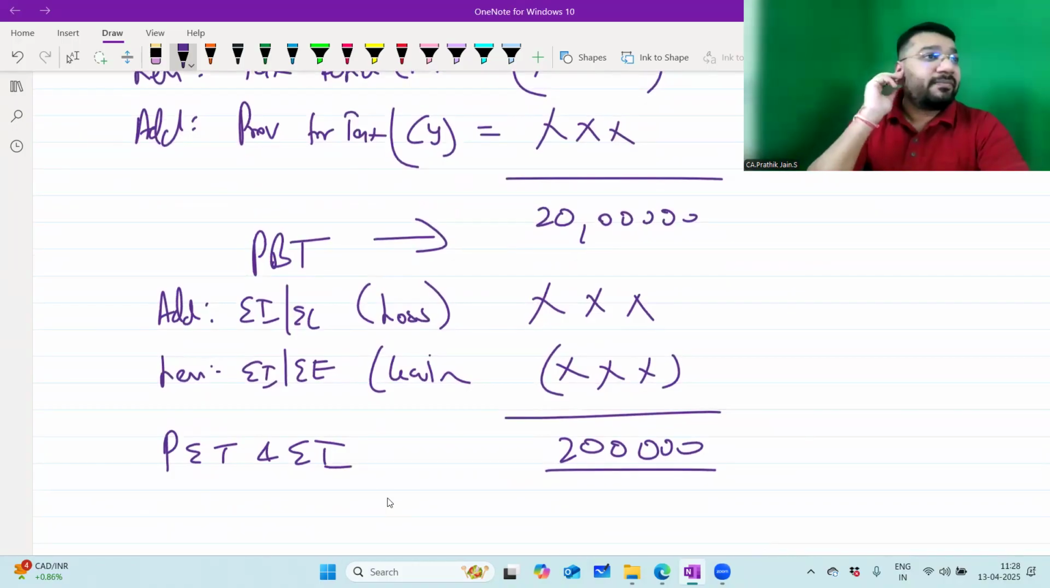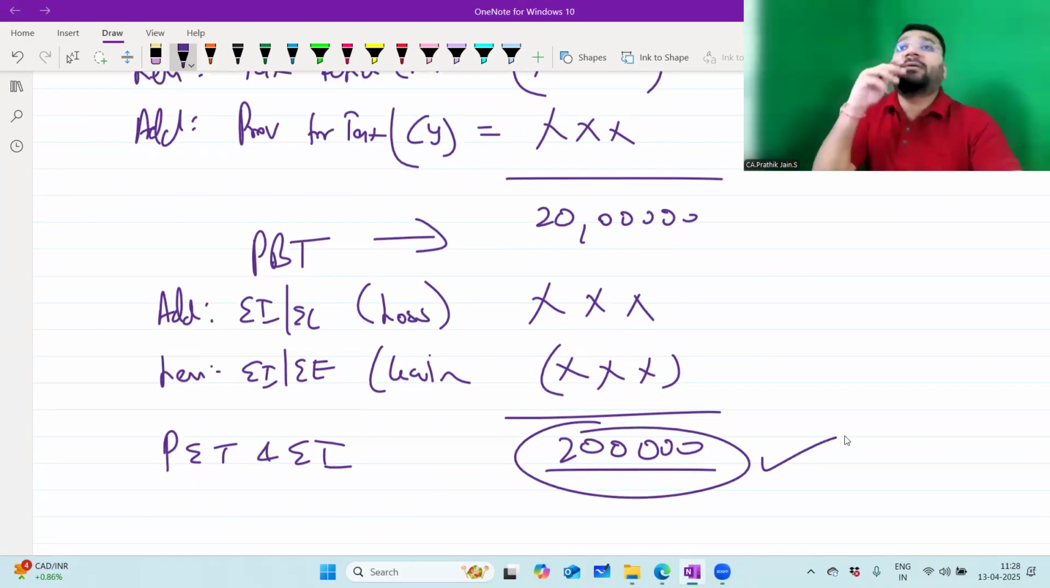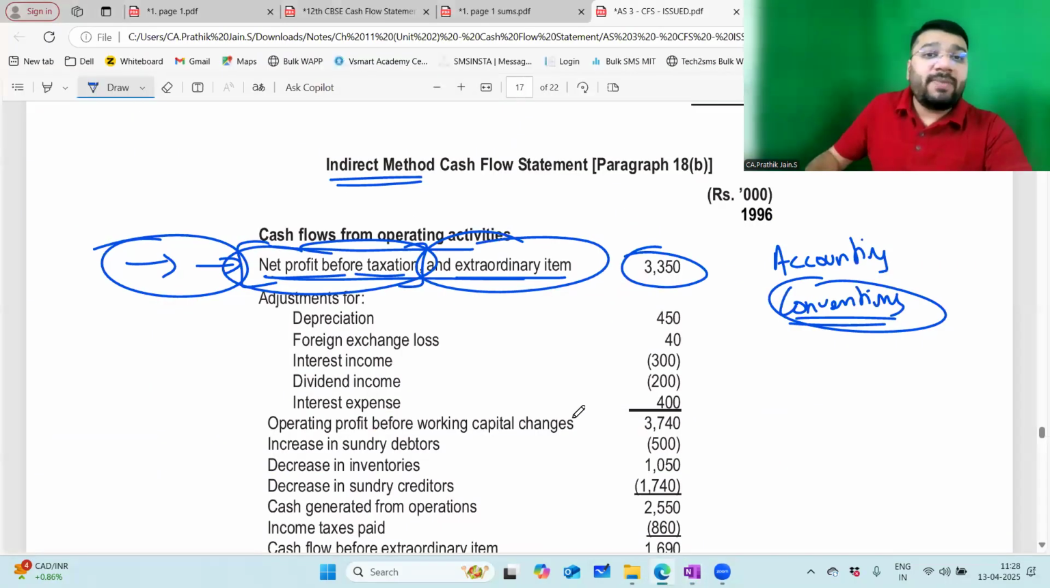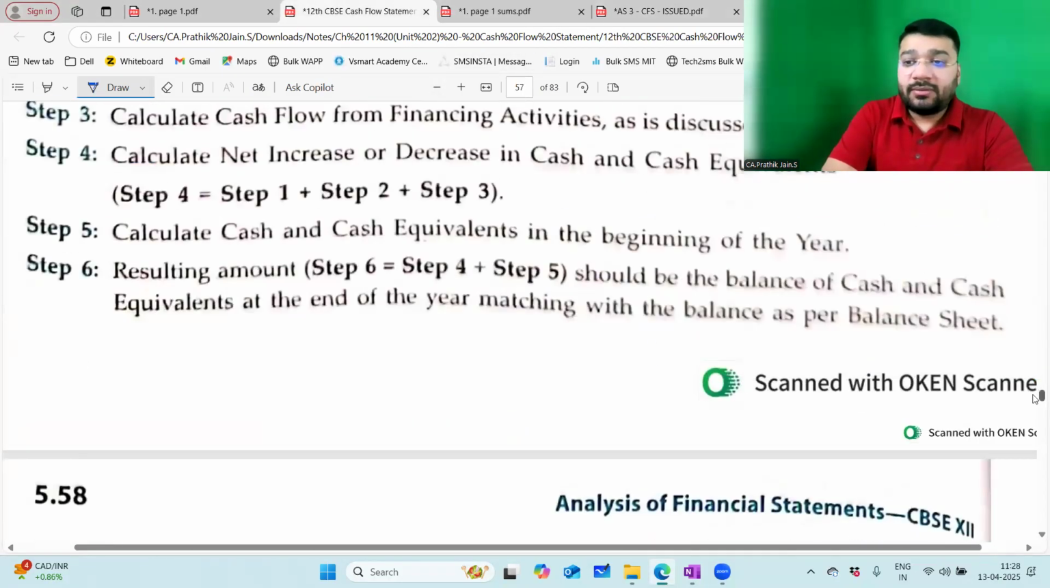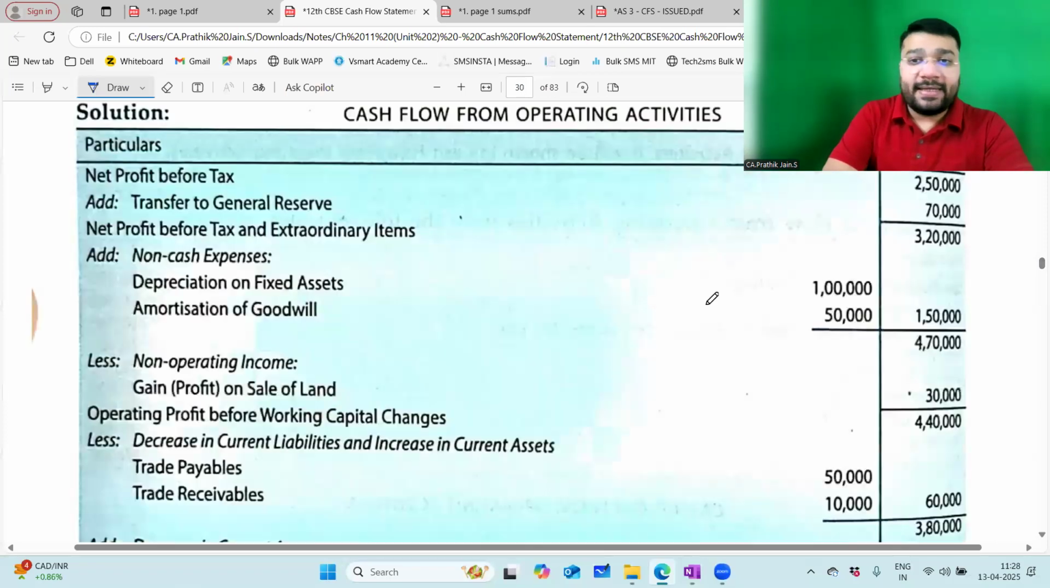Any difficulty? No, sir. Now we get profit before tax and extraordinary item. This becomes my starting point. Now, what is the meaning of this? Further, what are we doing? Every single thing I'll explain one by one. Now, for warm up, can we do more questions based on this? Yes, sir. So again, I'm going back to your own one and only TSG.